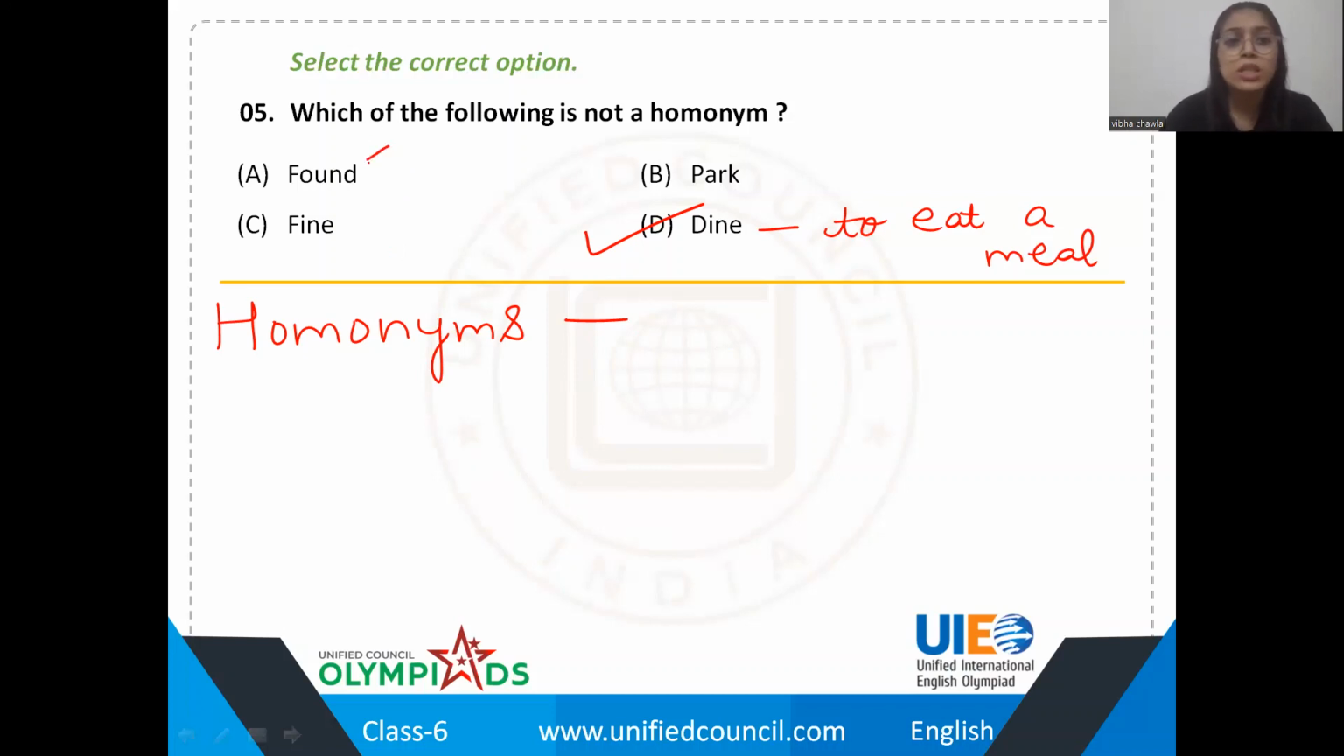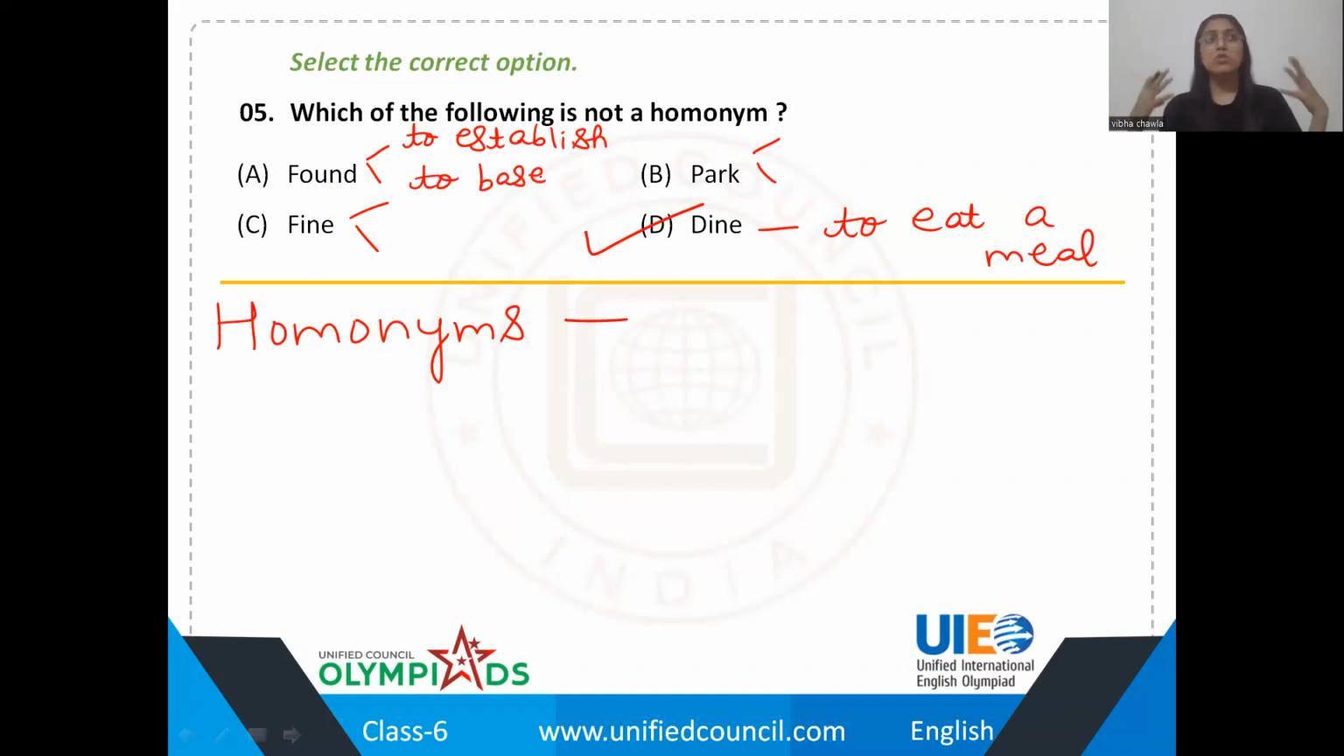If I talk about these words, all of these have more than one meaning. Found. One meaning of found can be to establish an organization. Another meaning of found can be to base on something. Okay, to base a belief, maybe an idea, a claim on something. So it has multiple meanings. Pronounced the same, spelled the same, but has different meanings.